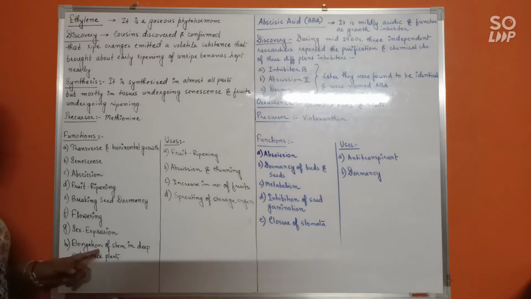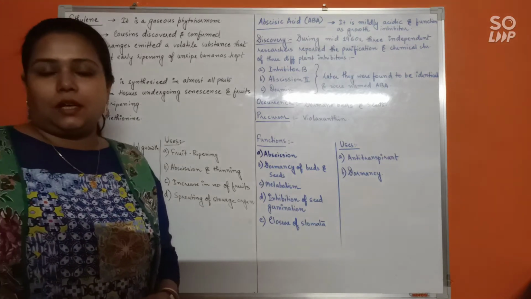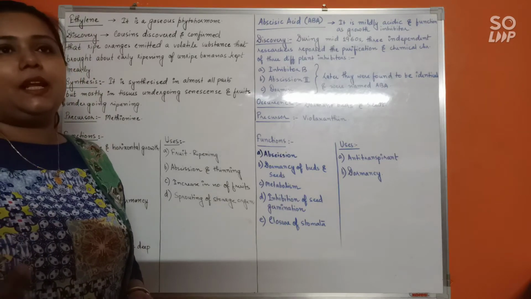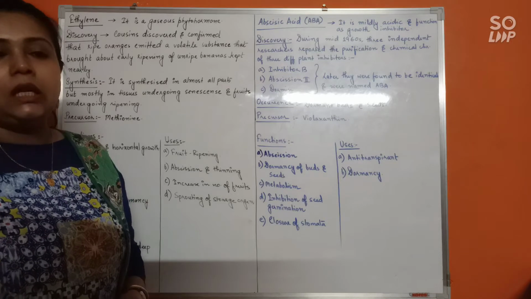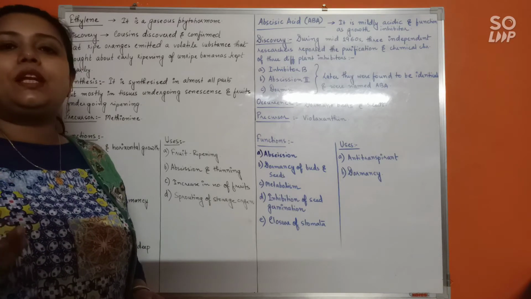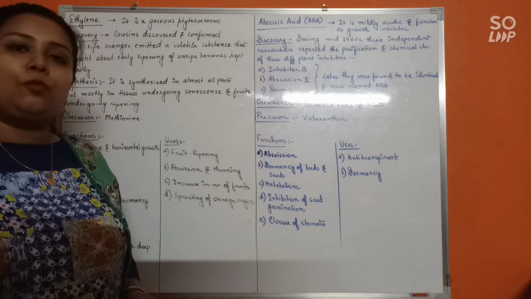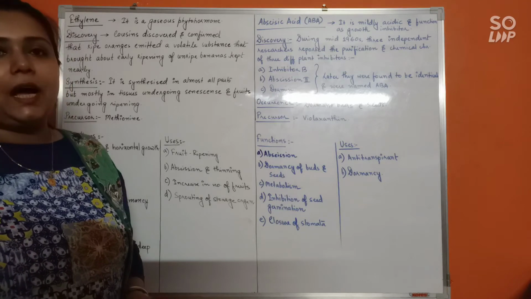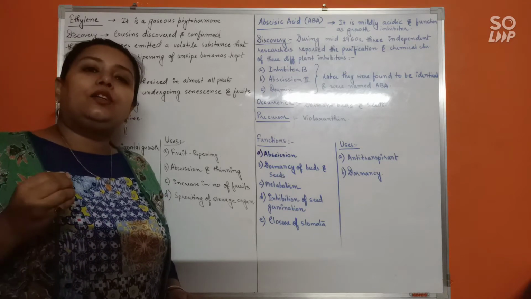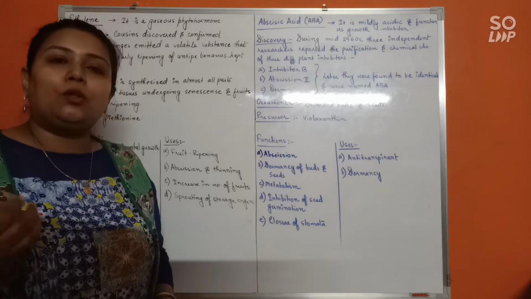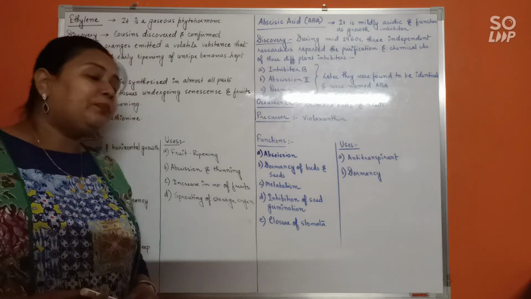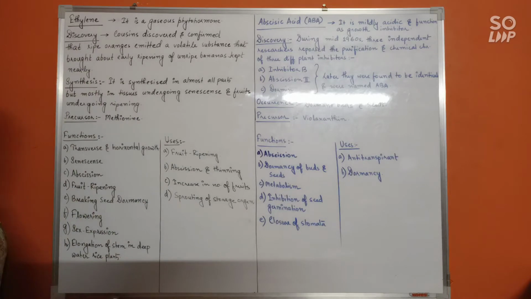Next, elongation of stem in deep water rice plants. As you know, in rice paddy fields, the rice seedlings will remain under the water. They will remain submerged in water. In such a condition, the rice seedling will be able to grow above the level of water due to the action of ethylene, which will promote rapid increase in the internodal growth and also of the leaf base. Okay. So this is all about the functions of ethylene.